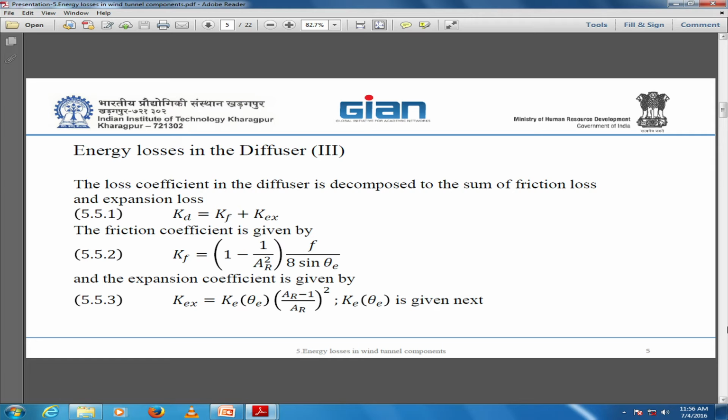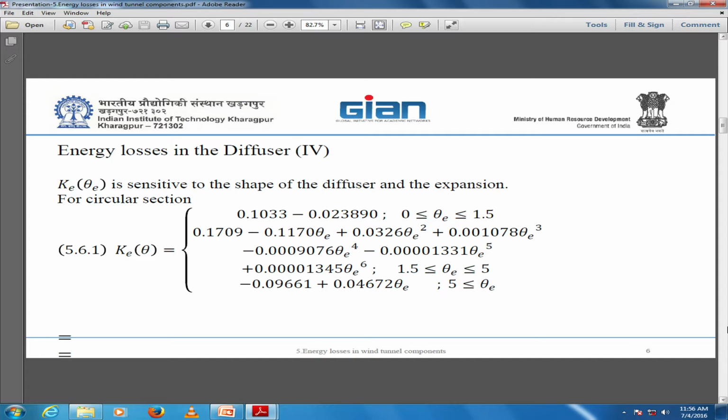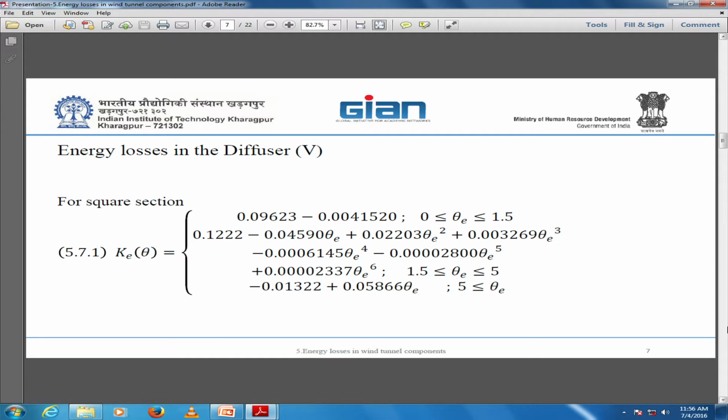and Ke is given in the literature in these three options. Once for circular section and once for the rectangular. That Ke coefficient is given in circular and in square one in those regions. Once the angle of expansion is less than 1.5. These are these figures.